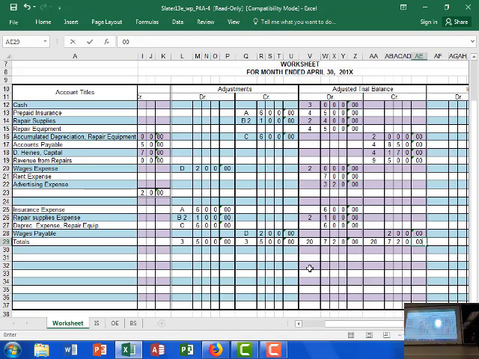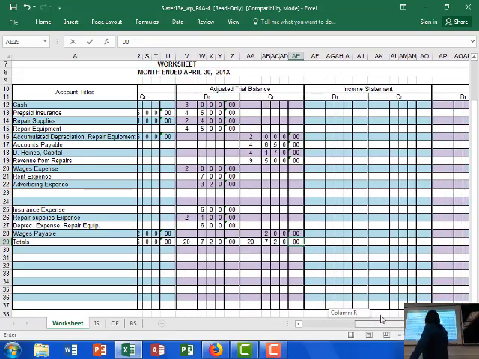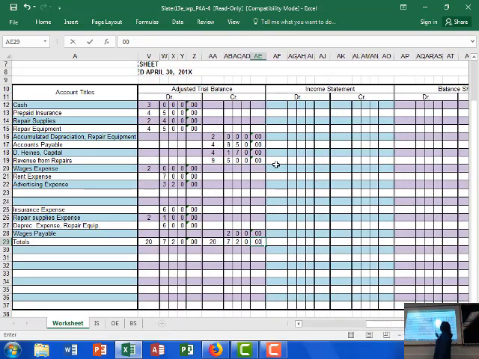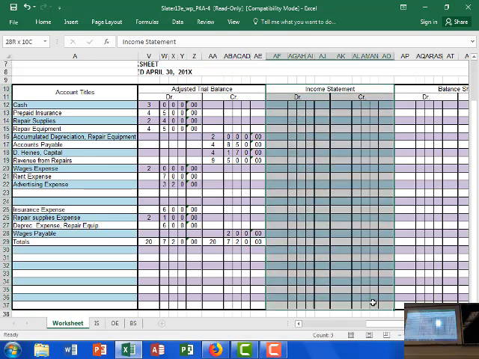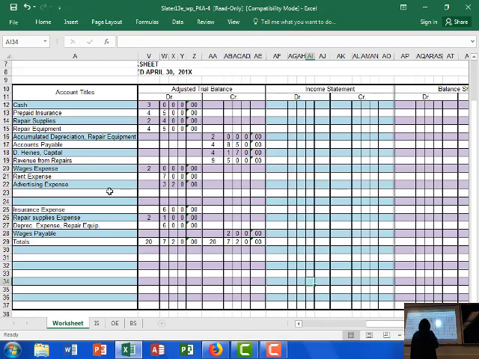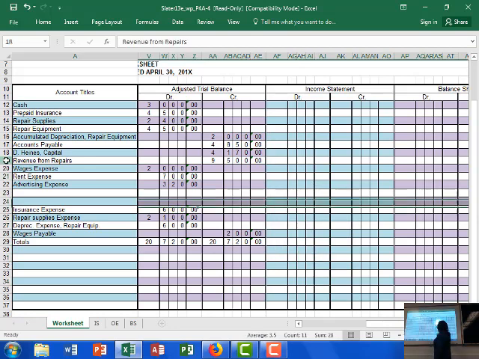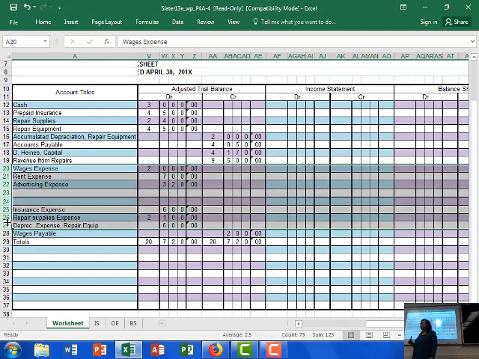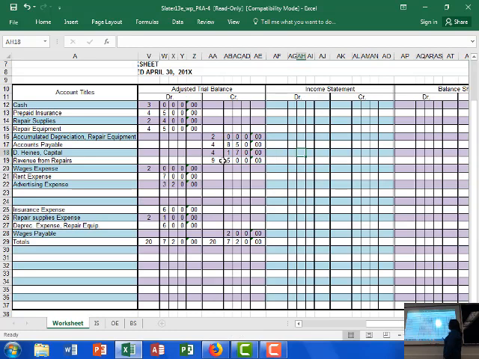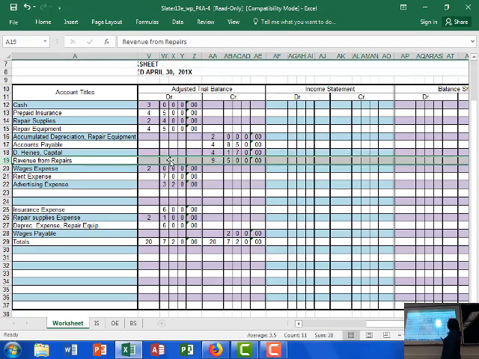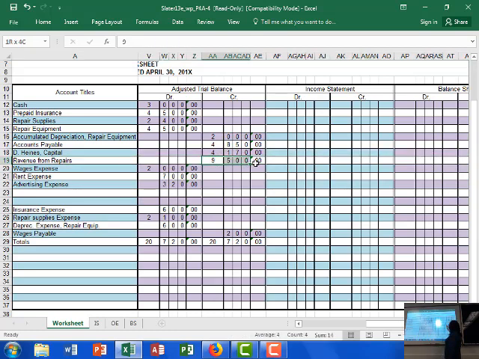Now we're not done. Now that we've done the adjusted trial balance on the worksheet, we are now going to work out our income statement. What does our income statement have? Only revenue and expenses. So you're going to bring over into the worksheet revenue and expenses in their correct areas. So revenue should be where? Those are our revenue from repairs. That's $9,500, right? Bring it over.